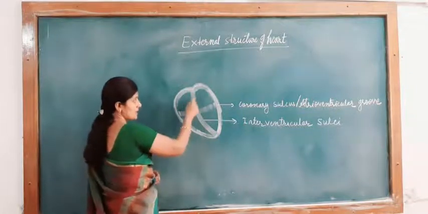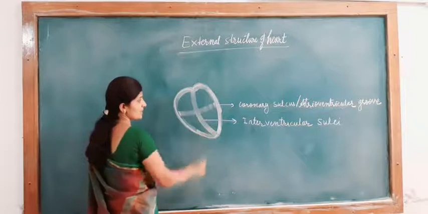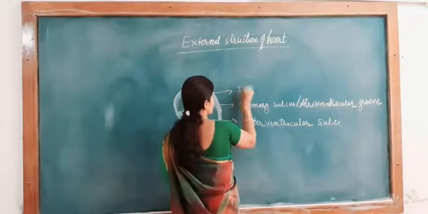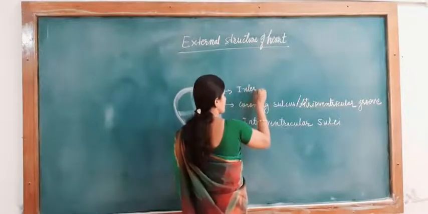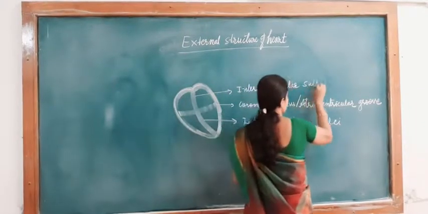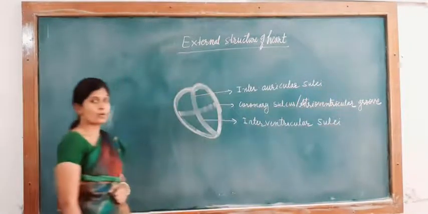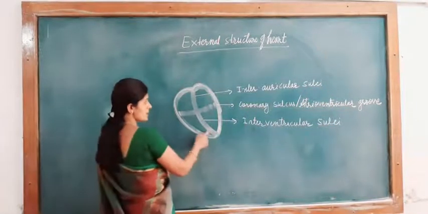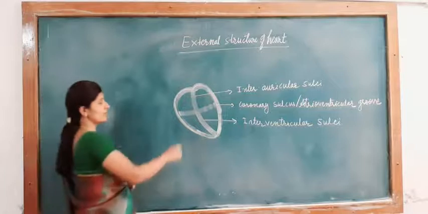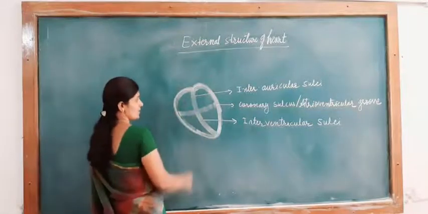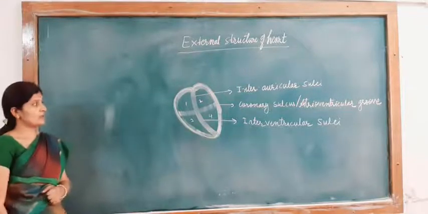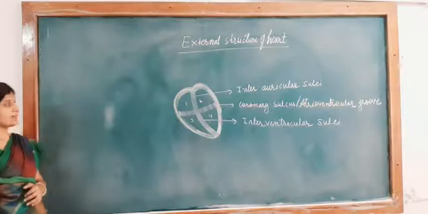Here also one septum is there. This is the anterior and this is the posterior interventricular sulcus. And the upper one is the interauricular sulcus. So we have the interauricular sulcus, the interventricular sulcus, and the coronary sulcus or atrioventricular groove. In this way our heart has four chambers: 1, 2, 3 and 4. So externally when we see, we will find such a structure.